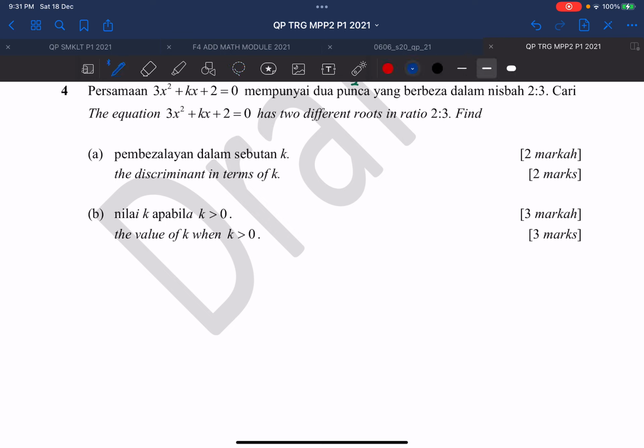So, first, the discriminant. The discriminant is actually our b squared minus 4ac. You might know b squared minus 4ac, but you don't know the name. So b squared minus 4ac, the name is actually the discriminant. Our b is positive k, so k squared minus 4, a is 3, c is 2. So I get k squared minus 24. That should be my answer. So I'll get 1 mark for my step, and 1 mark for my final answer.